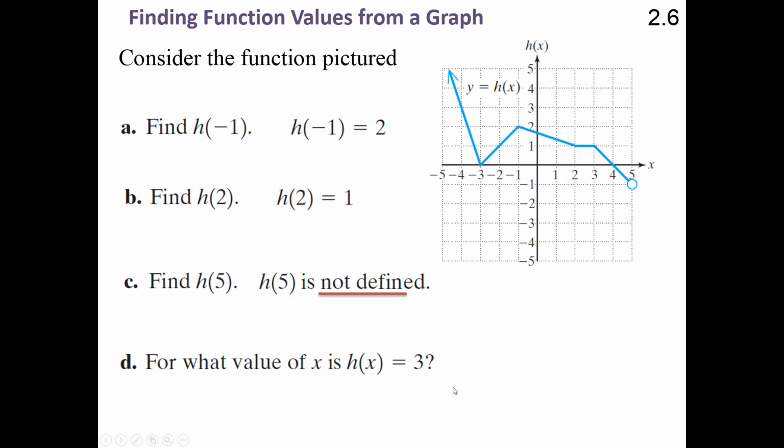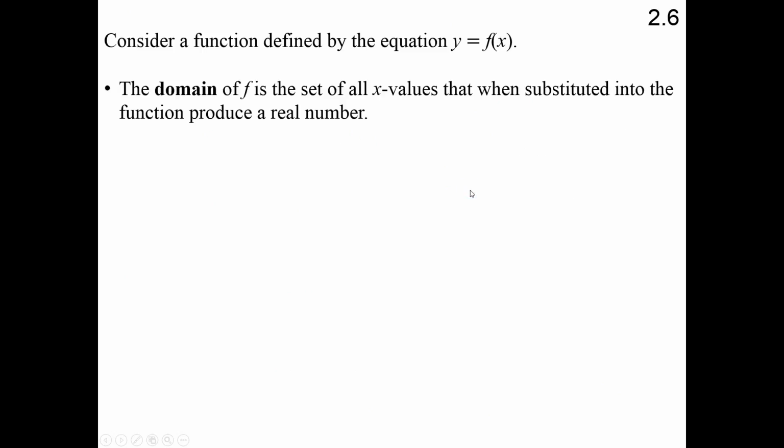For what value of x is h of x 3? Okay, well, h of x is equal to 3 here. Only once is h of x ever equal to 3, and that occurs when x is equal to negative 4. So h of x is 3 when x is negative 4.